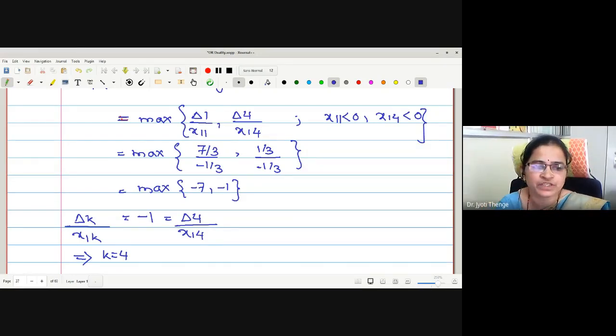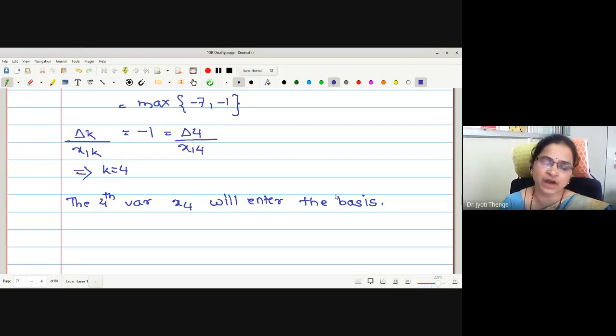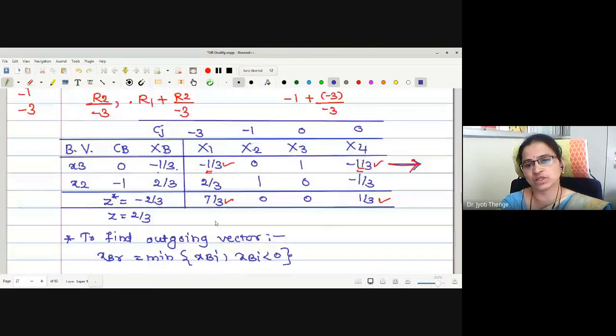Correct, no? Therefore, which variable will enter the basis? Fourth variable, no? See, at the first stage it goes out, then it is coming back again. But this we should not do in case of an artificial variable. Once the artificial variable is removed, we cannot enter it again. Fourth variable x4 will enter the basis. Now, what is the pivot? This is the entering one. This one is the pivot.